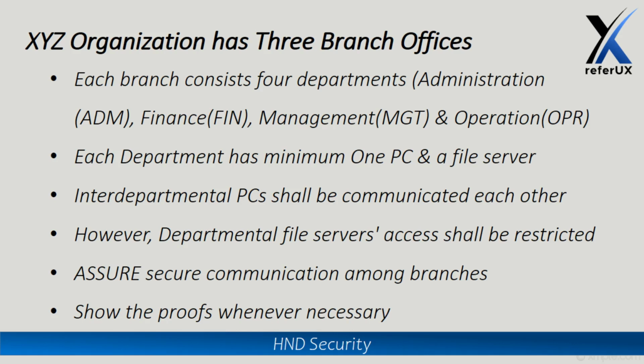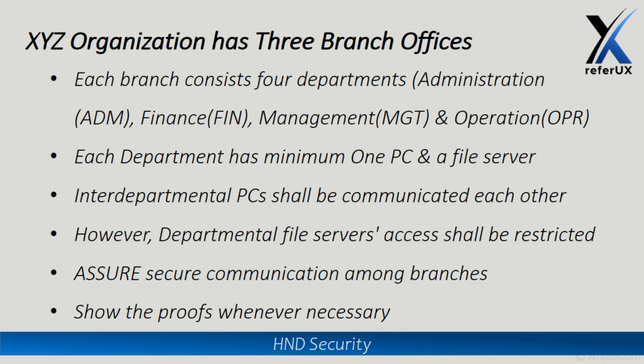Interdepartmental PCs shall be able to communicate with each other. However, departmental file servers shall not be able to access each other. Only department PCs should be able to access those file servers respectively. And further, it is required to assure secure communication among the branches, especially using VPNs. And also then and there we should be able to show the proofs of our configuration, whether we have done that correctly or not.